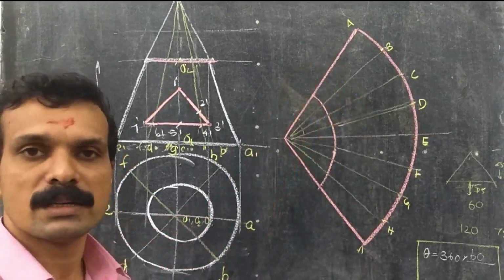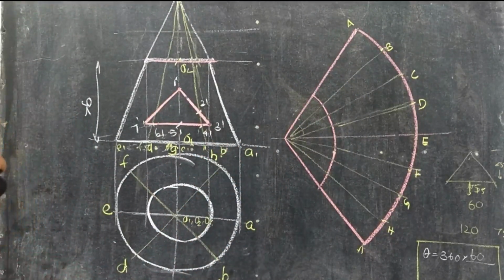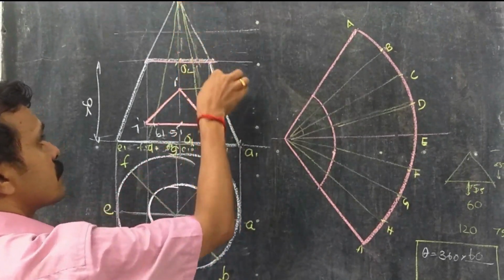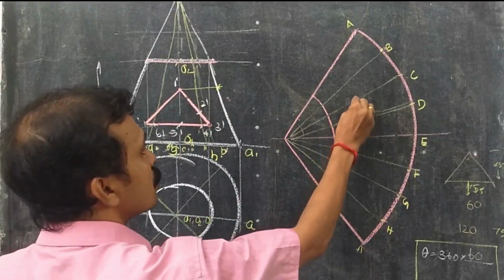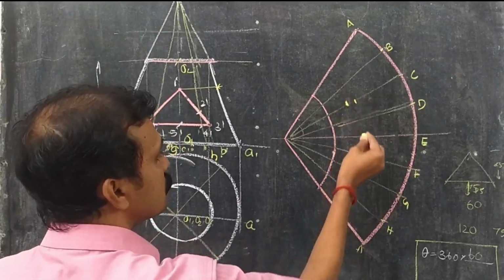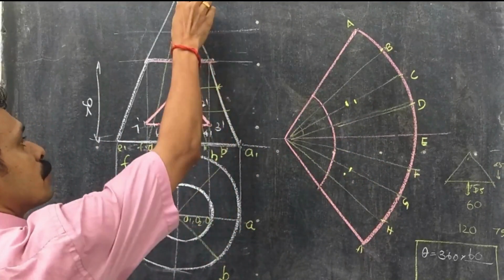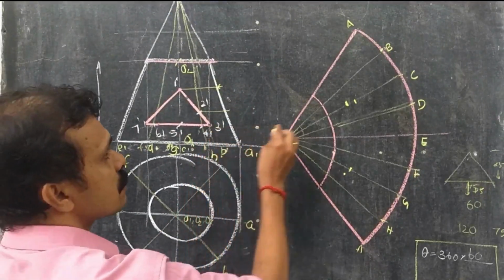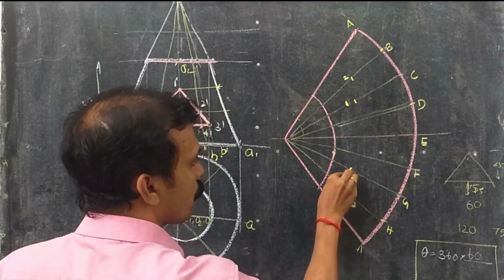So this is the development of the frustum with the full generators. Now transfer onto the true length line, take this distance and mark it on C and G. So this will be 1 and this will be 1. Transfer 2 to the true length line, take this distance and mark it on B and H. So here this will be 2, here also this will be 2.